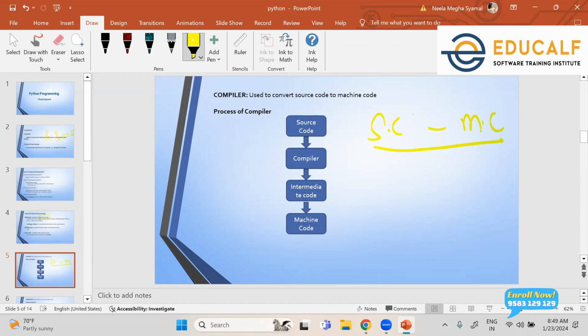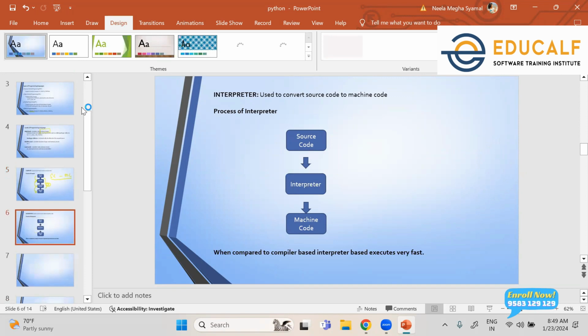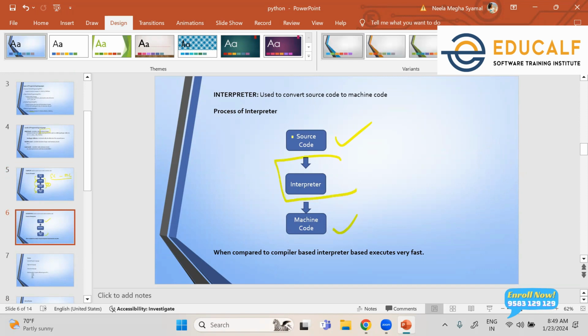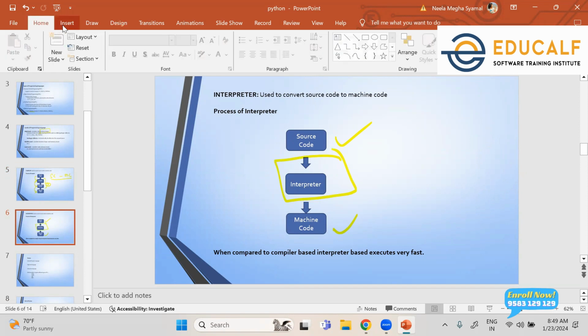So what does the compiler process do? Source code to compiler, compiler to intermediate code, and intermediate code to machine code. This is a two-step process. Whereas when coming to the interpreter, it also just does the source code to machine code process. It also converts from source code to machine code. But in between, it has only one step. That means only one process will be there. That is the interpreter process.